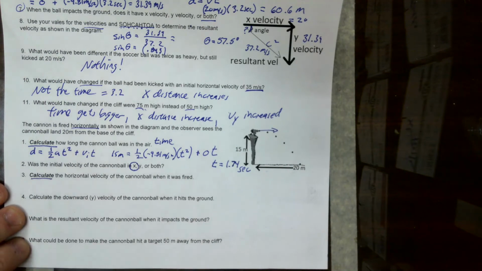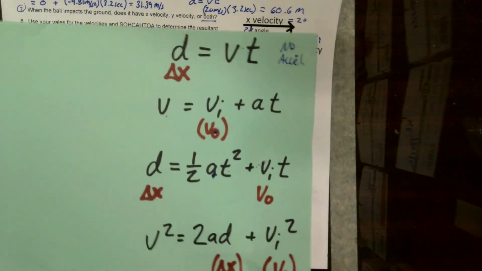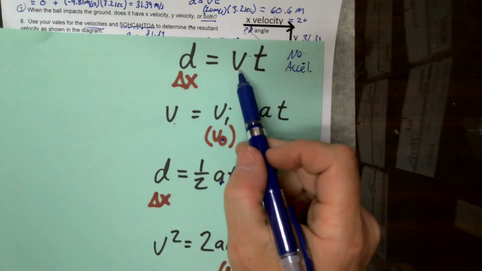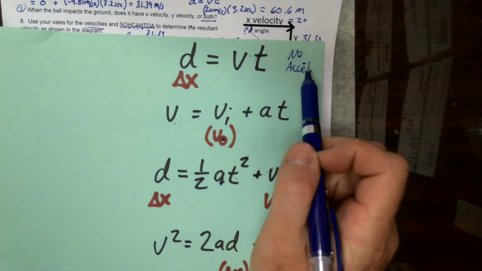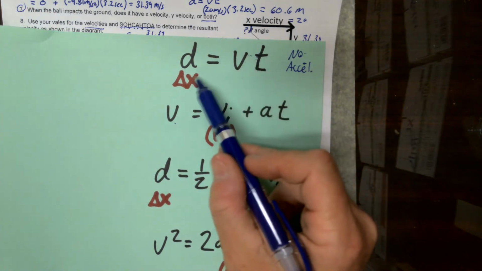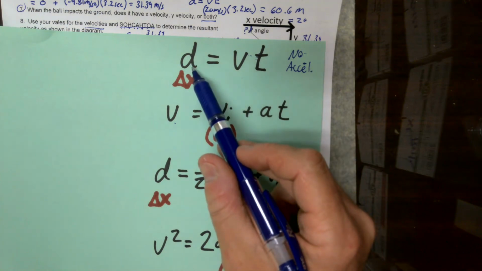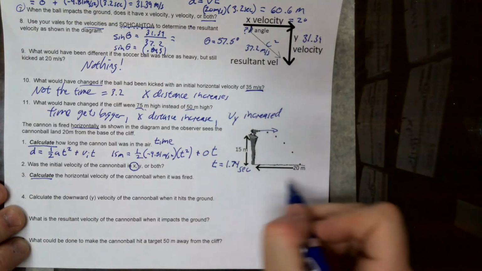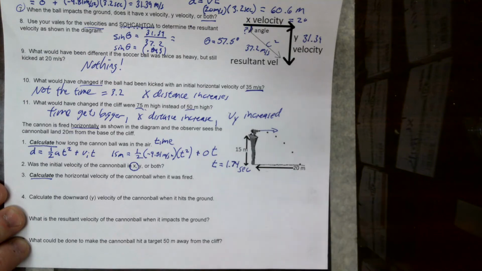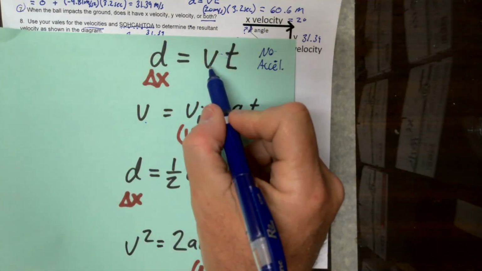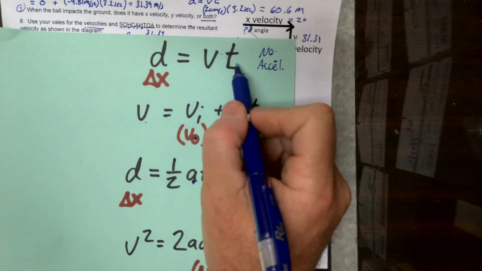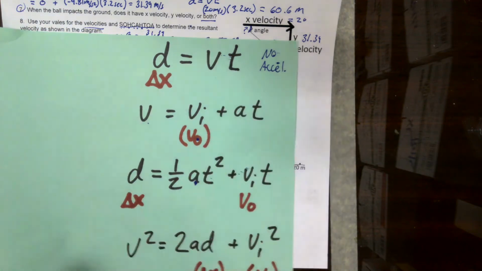Now it says calculate the horizontal velocity. Well, this is a math problem. So let's see. I've got a velocity here. This is horizontal, which means x, which means no acceleration. I can use this for the x. Do I know the x distance? Well, yeah, the guy watched it and figured out it landed 20 meters away. I don't know the x velocity. That's what I want to solve for. I know how long it was in the air.